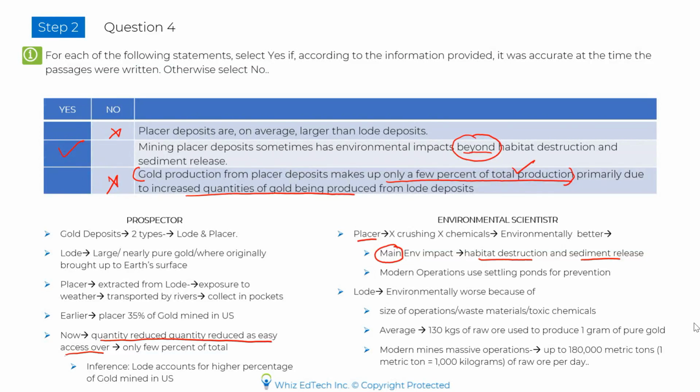No, Vivek, it's not a yes. Look closely at the information given. The quantity was reduced not because more gold was being produced from lode. The quantity was reduced because the easy access to gold was exhausted. You have to go back to the original paragraphs. If you see, I have noted down here. Vivek, note this. Earlier placer was 35%. Now quantity is reduced because easy access to gold is over. This says because increased quantity of gold being produced from lode deposit. This part is wrong.